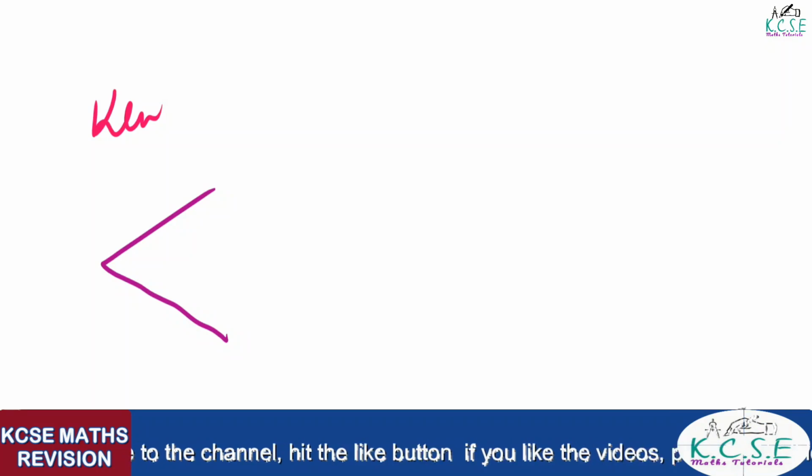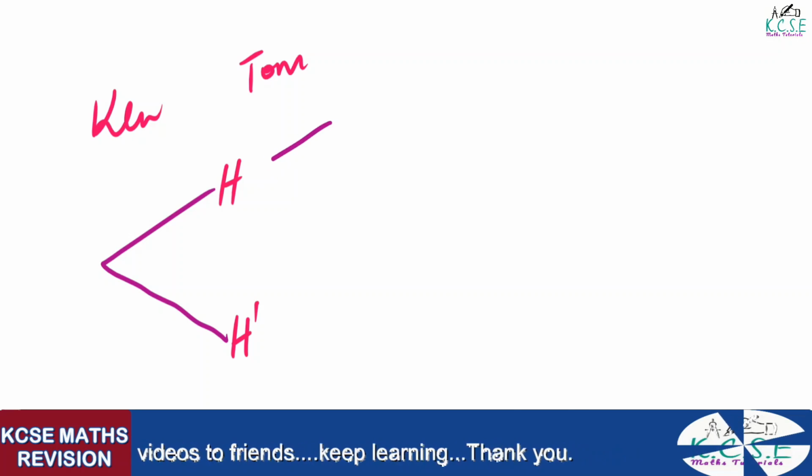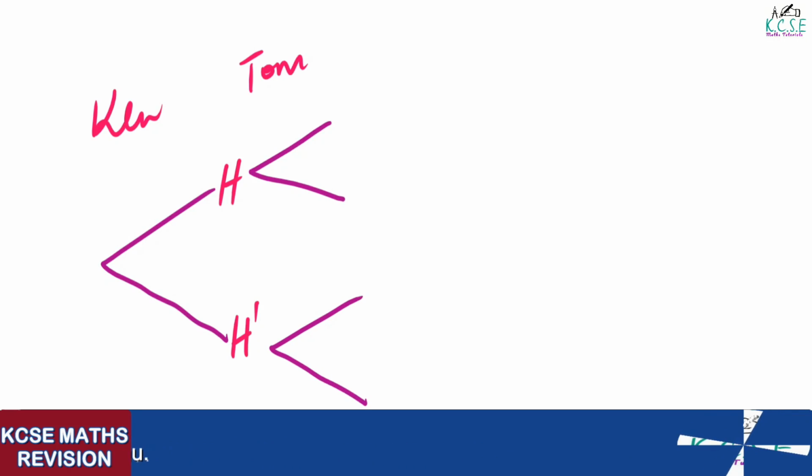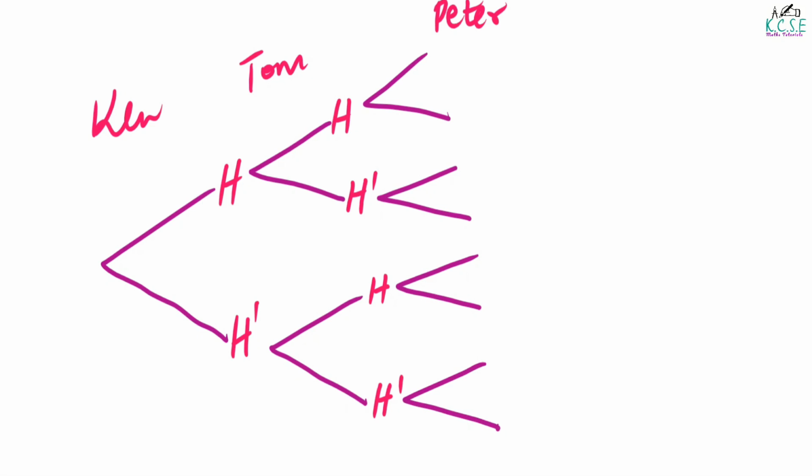So the probability of hitting, not hitting. Then there is the other branch where you have Tom: hitting, not hitting, hitting, not hitting. And the last person here is Peter. So there is the probability of hitting, not hitting, hitting, not hitting, hitting, not hitting, hitting, not hitting the target.